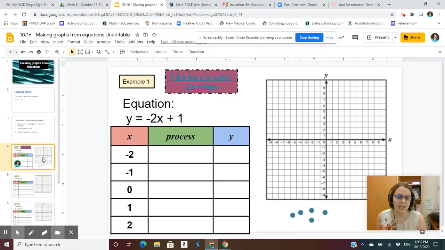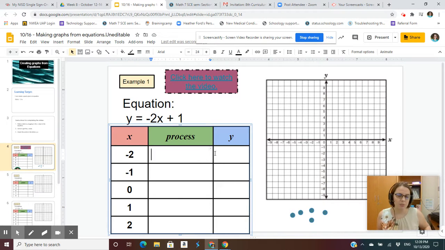So our example today is the equation y equals negative 2x plus 1. We are going to type in that equation and use the number to the left for the x value. In this case, that would be negative 2. So I'm going to start off by typing negative 2, open parentheses, and we're going to multiply that negative 2 by negative 2 because that is the x value that is given. And then we're going to add 1.